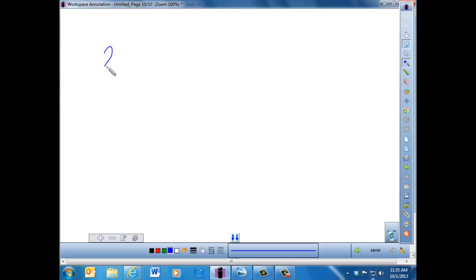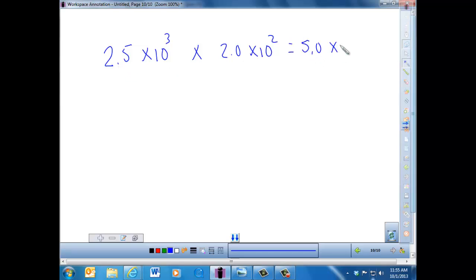Let's talk about multiplying and dividing numbers in scientific notation. 2.5 times 10 to the 3 multiplied by 2.0 times 10 to the 2 equals what? Very simple. 2.5 times 2 equals 5.0, yes? Multiply the prefixes here, and then you add the exponents. It's going to be 3 plus 2, right? So it'll be 5.0 times 10 to the 5. What is that number? 5, and then 1, 2, 3, 4, 5.